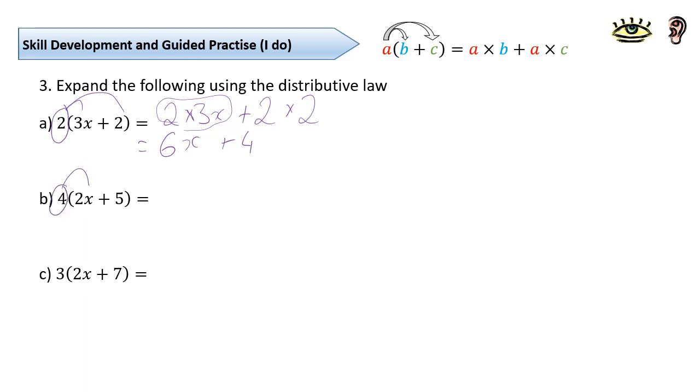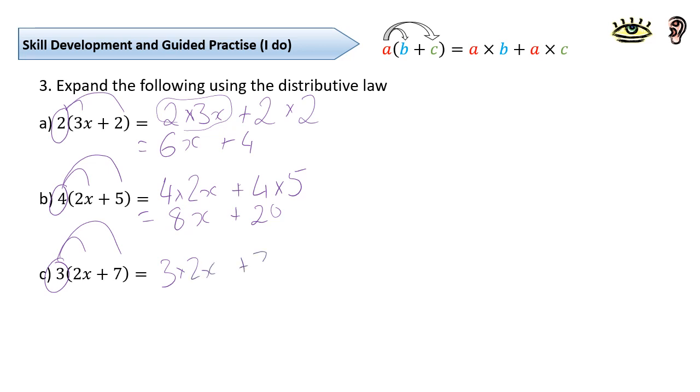Next one, 4 times 2x plus 4 times 5. Let's have a look. 4 times 2x plus 4 times 5. Perfect. Let's tidy it up a little bit. So again, 4 times 2x, we can tidy this up, and it becomes 8x. 4 times 5, 20. Happy days. Last one, 3 at the front, times the 2x, times the 7. 3 times 2x plus 3 times 7, 6x plus 21. How good?